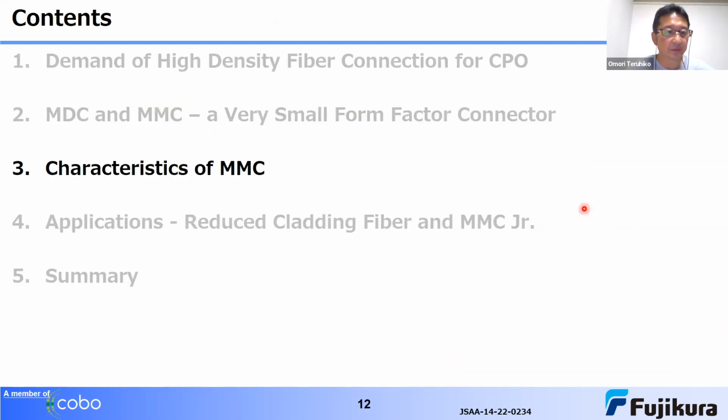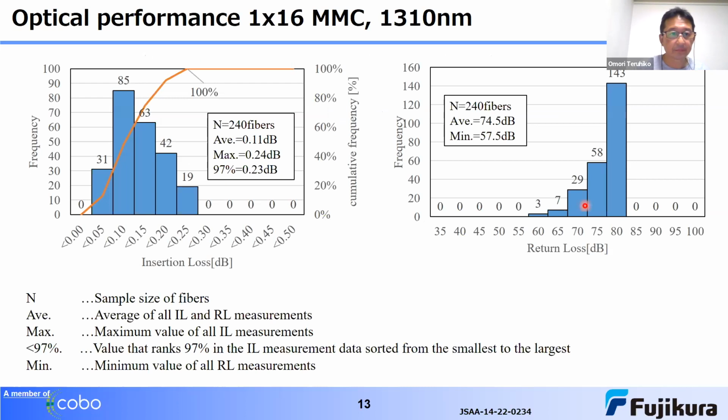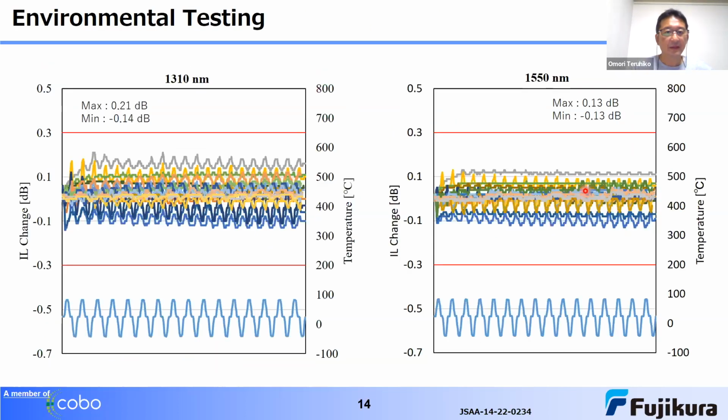Next, I talk about characteristics of MMC connector. This slide shows insertion loss performance. Actually, insertion loss average is 0.11 decibel and maximum 0.24 decibel, and 97% value is 0.23 decibel, and this meets IEC grade B performance, and the return loss also has good results.